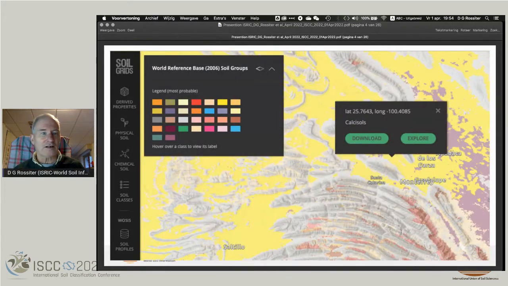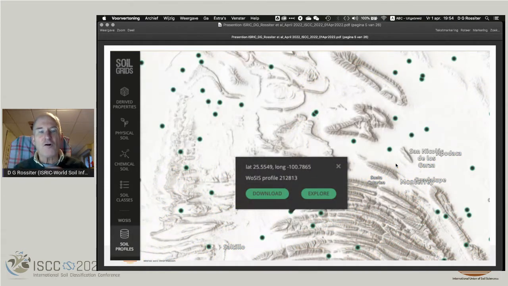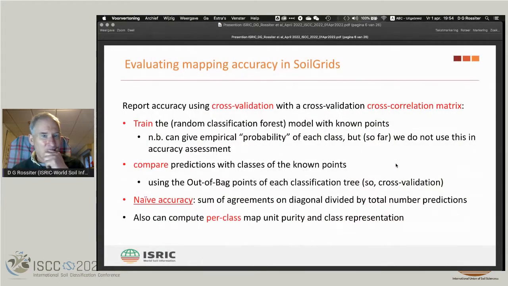This is just a picture of the World Reference Base as you might know it from SoilGrids. Here's a location in Mexico. We predict a Calcisol, and you can go look at this and see all about why we do that. These are the profiles we're using, but most of these are not classified. Most of these are being used for soil properties, but we don't have a correct classification, and many don't even have a classification. So again, you can look at these profiles. They're from our WoSIS database, but the point is we don't really have a lot of background to map the classes yet. So how do we evaluate the mapping accuracy?